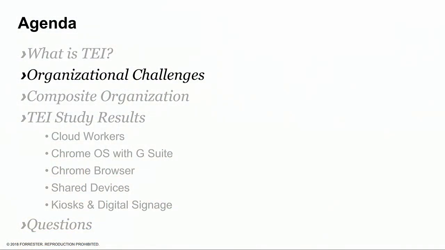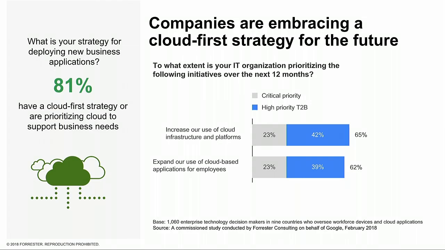So let's talk a little bit about the challenges that these organizations that we spoke with were facing before they adopted Google Chrome Enterprise. What we saw was that there was an ask of IT teams to really move into the cloud, to start adopting cloud technologies. And so we went out, we surveyed over 1,000 IT decision makers, and we asked them, what is your strategy for deploying new business applications? Over 81% said that they have a cloud-first strategy or prioritizing cloud to support the business needs. Now that's pretty staggering there, that these companies are being asked to go to the cloud first, to think about how they can implement these applications in the cloud first.